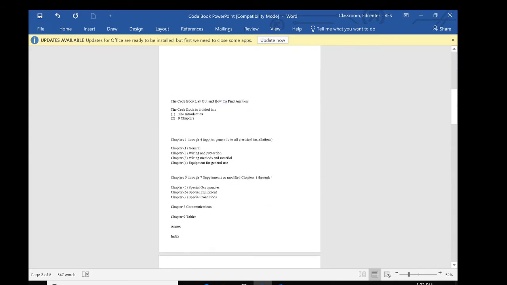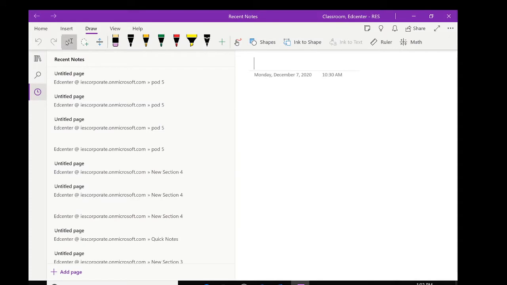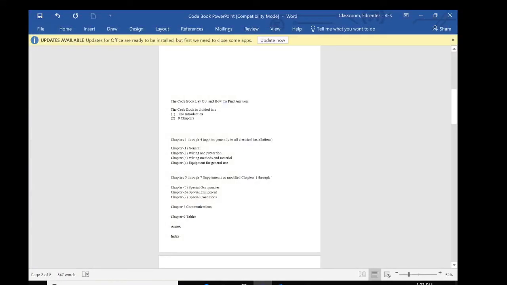So we're going to start out with the code book layout and how to find things. How to find answers. The code book is divided into the introduction and 9 chapters. Chapters 1 through 4 apply generally to all electrical installations. Chapter 1 is just general. Chapter 2 is wiring and protection. Chapter 3 is wiring methods and materials. Chapter 4 is equipment for general use. And we'll go over some of these a little bit more in detail as we go.